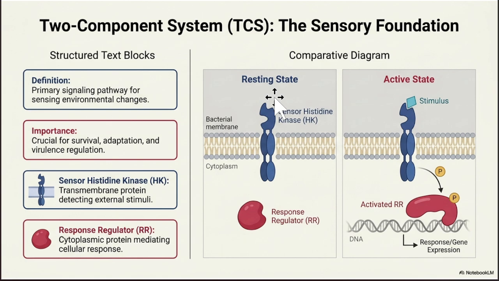Its primary definition is the primary signal pathway for sensing environmental changes. And what is its importance? It is crucial for survival, adaptation, and virulence regulation. Here is a comparative diagram where the resting phase and activated phase are shown.